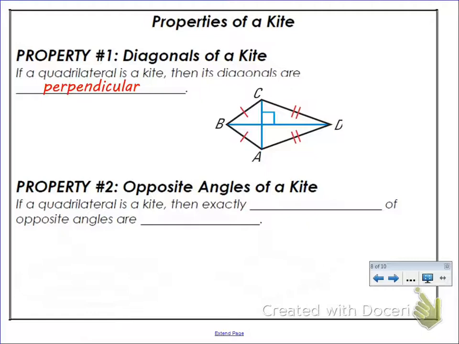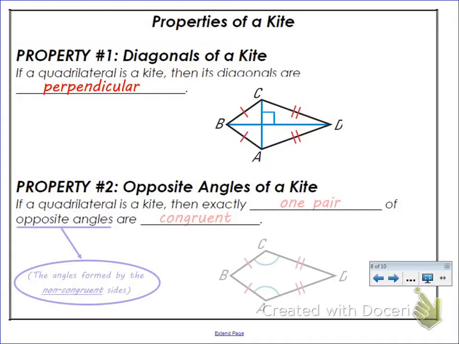Property number 2 of a kite is that if a quadrilateral is a kite, then exactly one pair of opposite angles are congruent to each other. So they only have one pair of opposite angles congruent. Again, if you look at this diagram, it's going to be angle A and angle C. And the angles that are going to be congruent to each other are the angles that are formed by the non-congruent sides. So we see that BC and DC are not congruent to each other, so they form angle C. And BA and DA are not congruent to each other, and they form angle A. Therefore, angles A and C are my congruent angles.